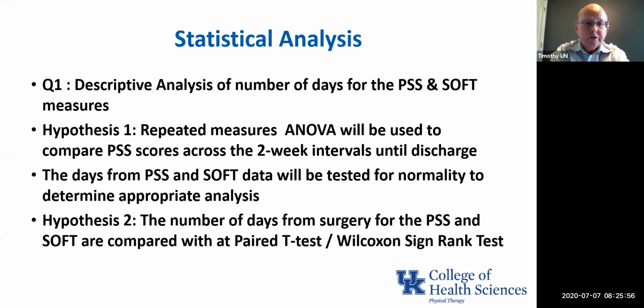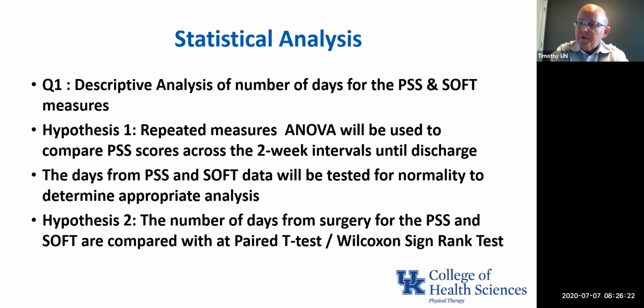So I'm just going to describe the means and standard deviations of those scores. Hypothesis 1: repeated measures analysis of variance will be used to compare the pin shoulder scores across the 2-week intervals. So over the 10, probably 20 weeks. So hopefully about 10 data points for rehabilitation.